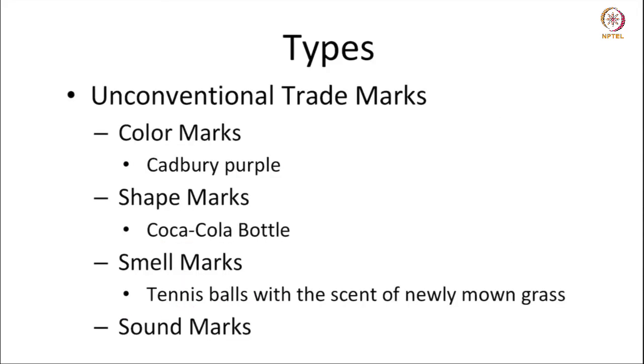There are also some unconventional trademarks. Now color trademarks, though combination of colors is now used, are unconventional in the sense that they were not there in the 1958 Act. But the 1999 Act allows for color, combination of colors to be a subject matter of trademark. So the use of purple in Cadbury chocolates is one such instance. The shape marks are also allowed under the 1999 Act. As we just mentioned, the Coca-Cola bottle shape can be a subject matter of shape mark.